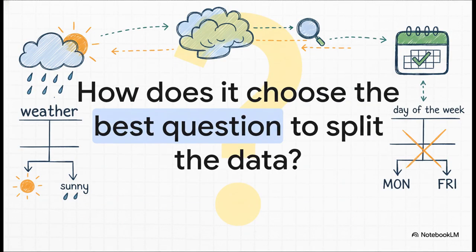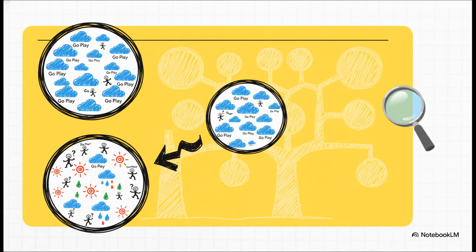Okay, but that leads to the million-dollar question, right? How does it know what the best question is? How does it figure out that asking about the weather is way more helpful than asking what day of the week it is? It all comes down to this one idea, purity. The whole goal of the algorithm is to make each split in a way that the new groups are as pure as possible. And what's a pure group? It's a group where pretty much everything has the same outcome. So a perfectly pure group would be one where, say, 100% of the time the answer is go play.